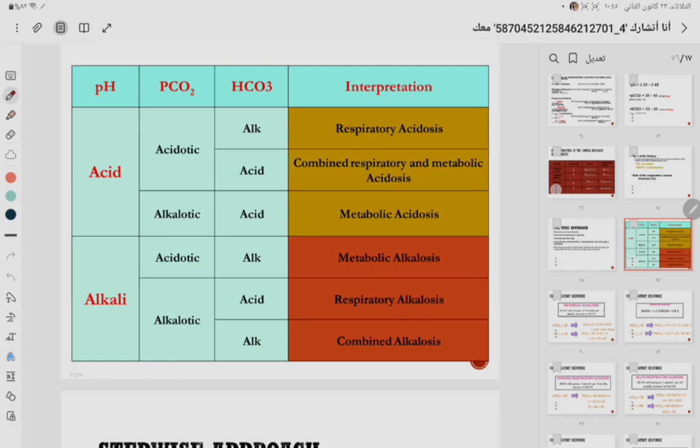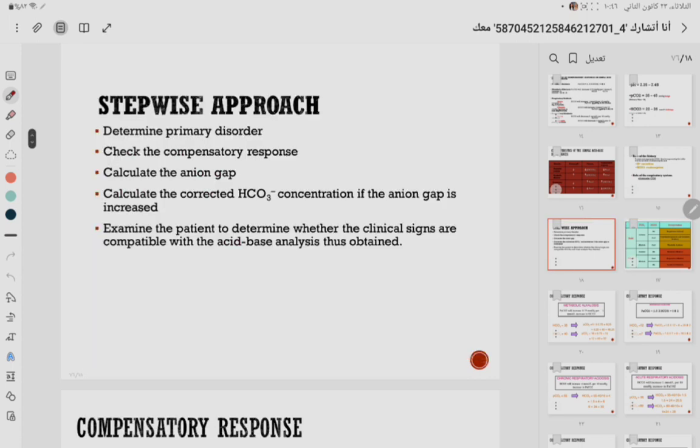Next, stepwise approach. Determine the primary disorder first: which one do we have, is it respiratory or metabolic acidosis? Then we can see if it's compensated or not, okay? Check the compensatory response. There are equations that we showed for how we predict the CO2 and the bicarb. Calculate the anion gap. Calculate the corrected bicarb concentration if the anion gap is increased. Okay. Examine the patient to determine whether the clinical signs are compatible with the acid-base analysis thus obtained. Next.